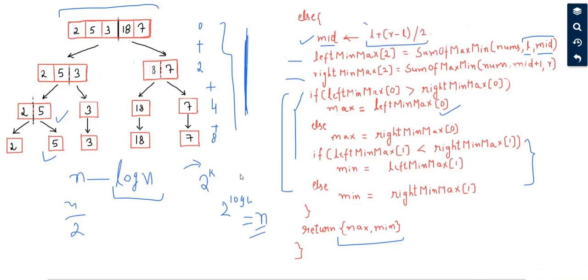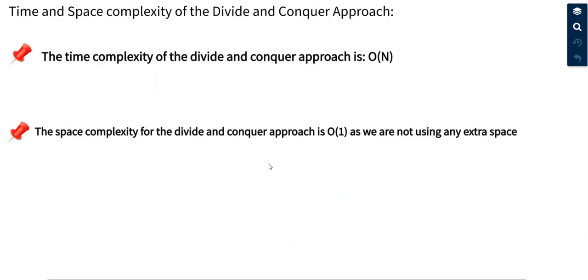While the space complexity for this solution is constant because I'm not using any extra space here. Although I am consuming stack space because of my recursive calls, and the stack space consumed is log n. The space complexity is constant because the extra or auxiliary space is not used, while the time complexity is linear. Okay, so let's see the code implementation for this solution.